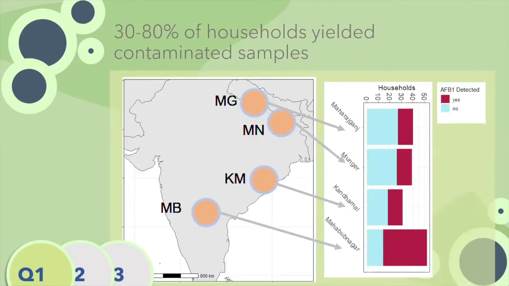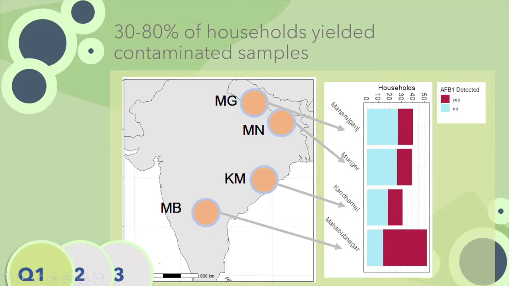And so the aflatoxin survey allowed us to determine that between 30 and 80% of households across these diverse food systems yielded samples that were contaminated with aflatoxin. And so you can see here in this middle figure, the blue portion of these bars corresponds to the proportion of households with no aflatoxin, and the red portion of the bar corresponds to households with samples that had detectable aflatoxin. And you can see that across these different regions, there were different levels. For example, in Mahabubnagar, 82% of households yielded a detectable sample.